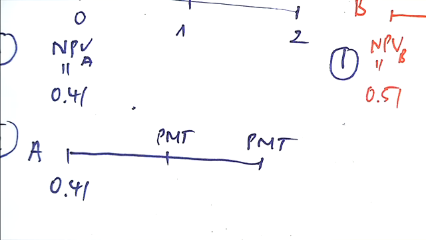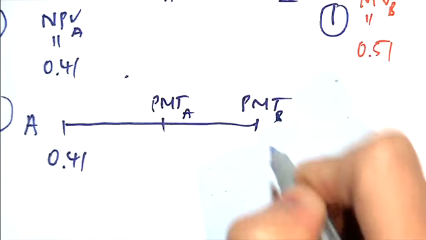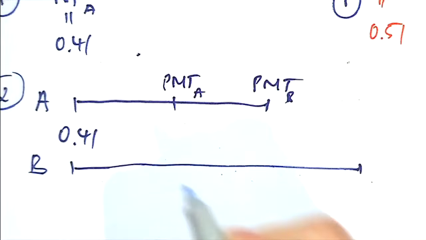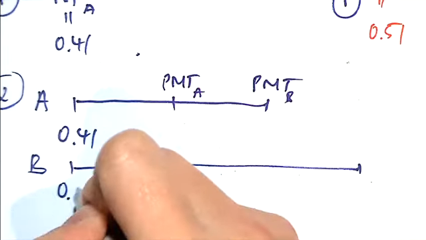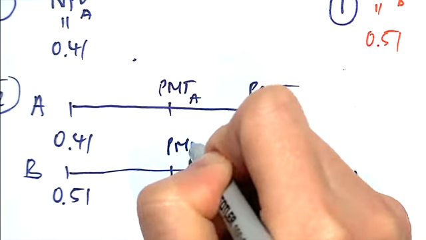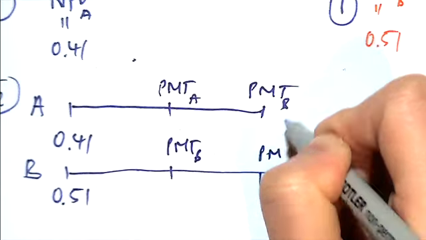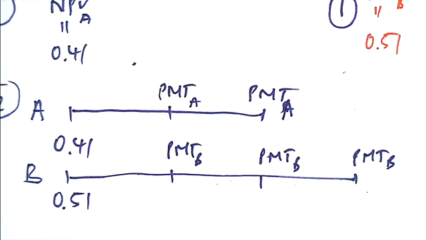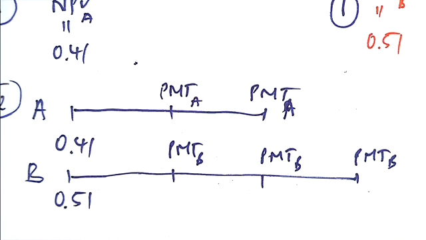In terms of theory, let's look at A and B. So with project B, there will be a 3-year project. So 0.51, you have PMTB, PMTB, and PMTB. Is it good? So now you can see that we are not comparing 0.41 with 0.51 because they have different lives. What we are comparing is our PMTA and PMTB.